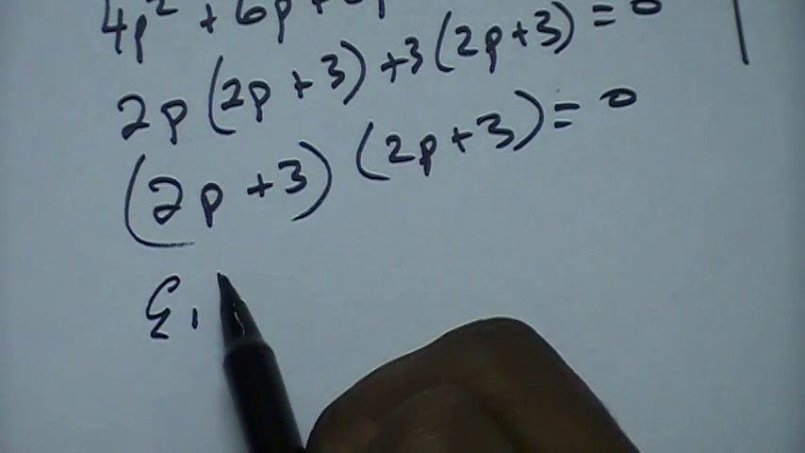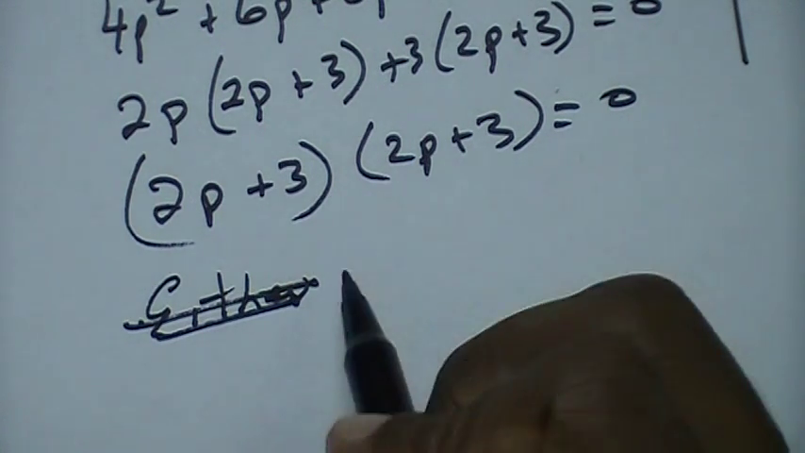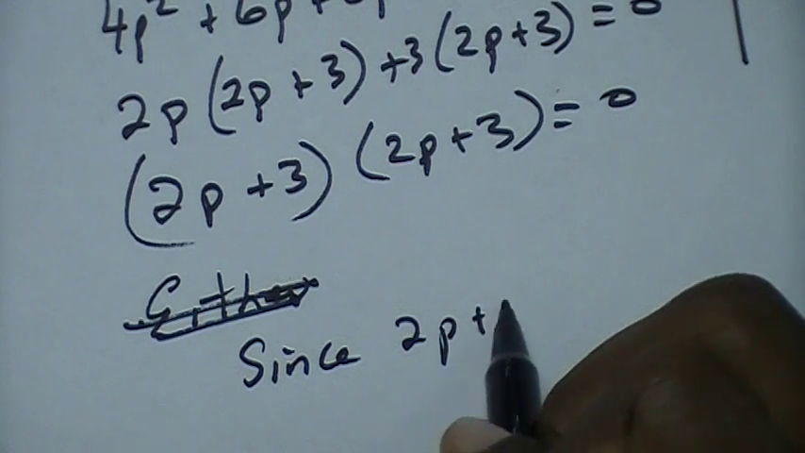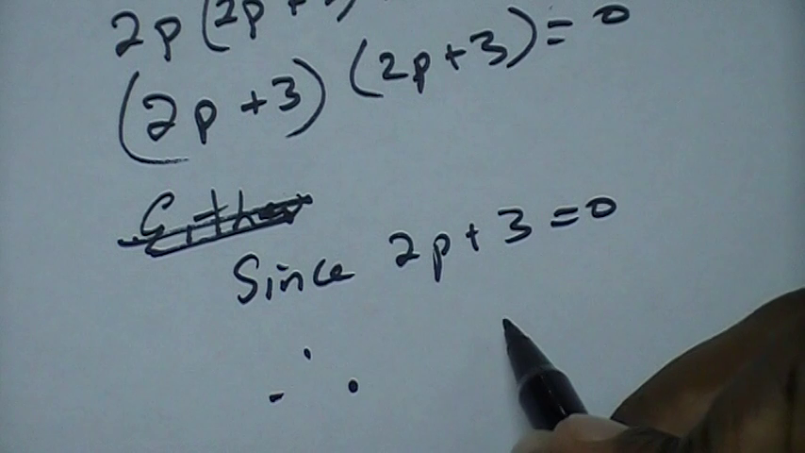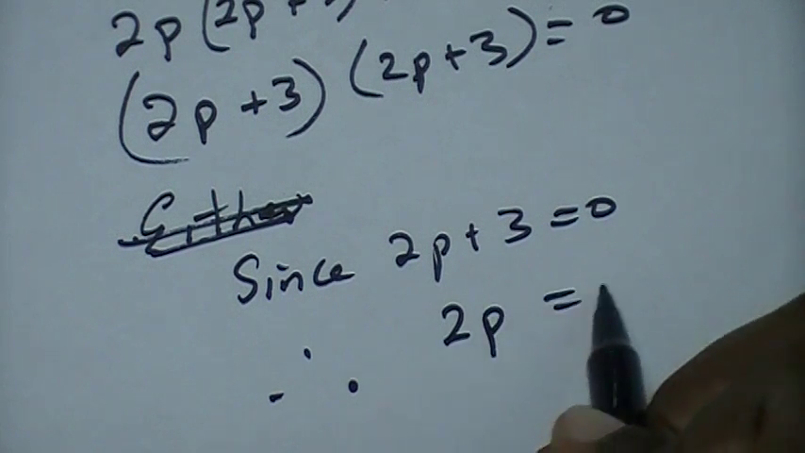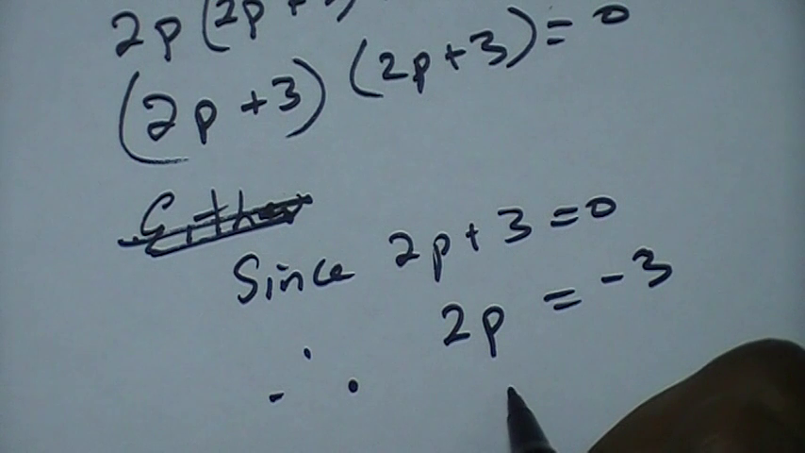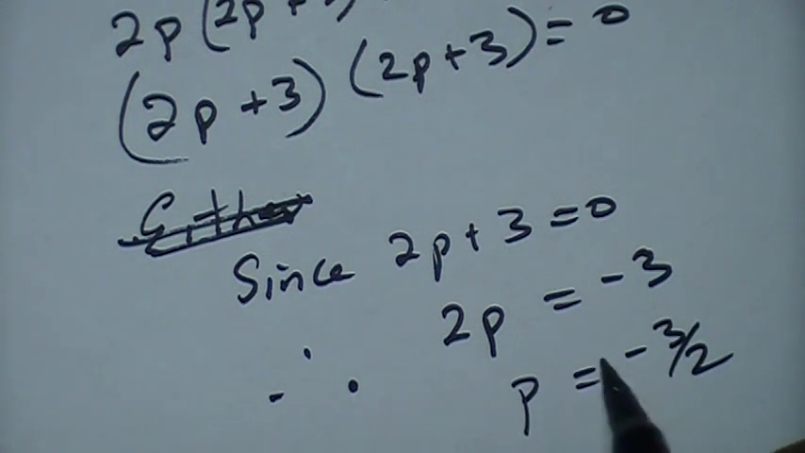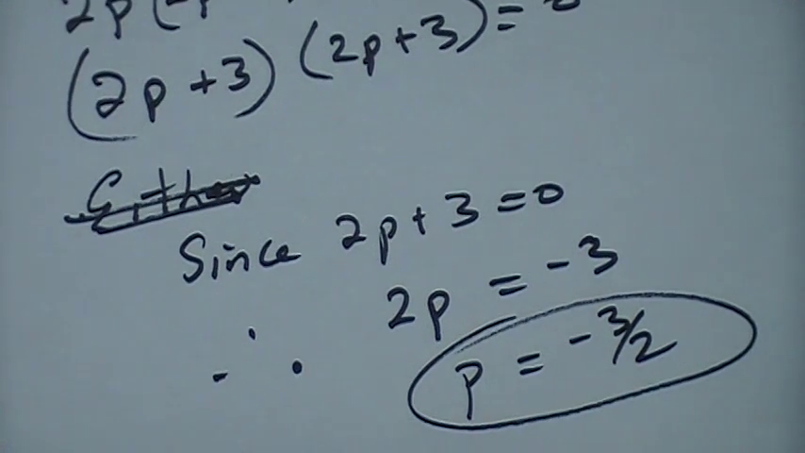So either, we want to put either, because they're both the same. Okay, so we can say since 2p plus 3 equals 0, therefore 2p is equal to negative 3, where p is equal to negative 3 divided by 2. This is the solution for p. Negative 3 over 2. So it was a perfect square.